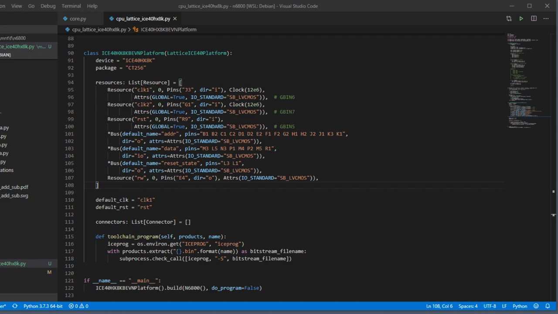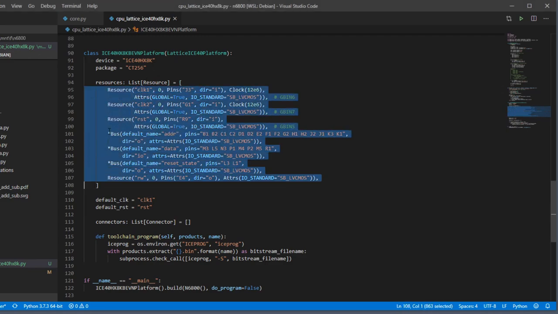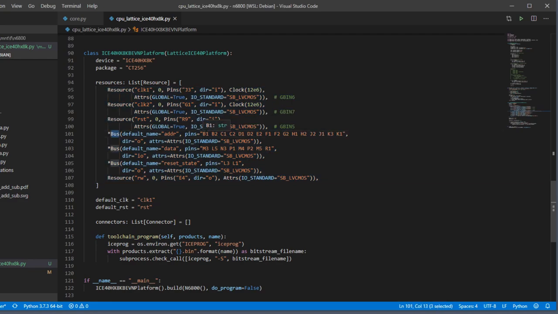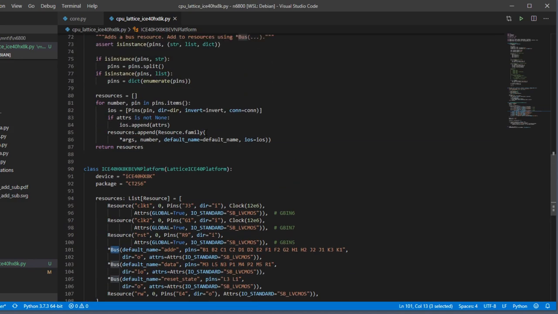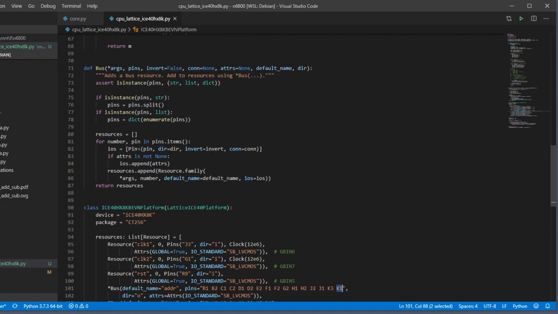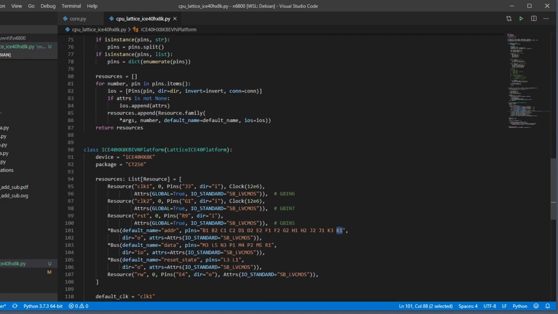So basically what I did is, just as we saw in the first video, I create my platform, and these are the resources over here that I'm defining. Now, I've defined this utility function called bus, and what it does is it basically makes numbered resources. For example, this is the name of the resource, ADDR, and the number of pins is the number of those resources. So this first pin is address 0, this next one is address 1, and so on to address 15. And all this function really does is it creates those resources one by one.